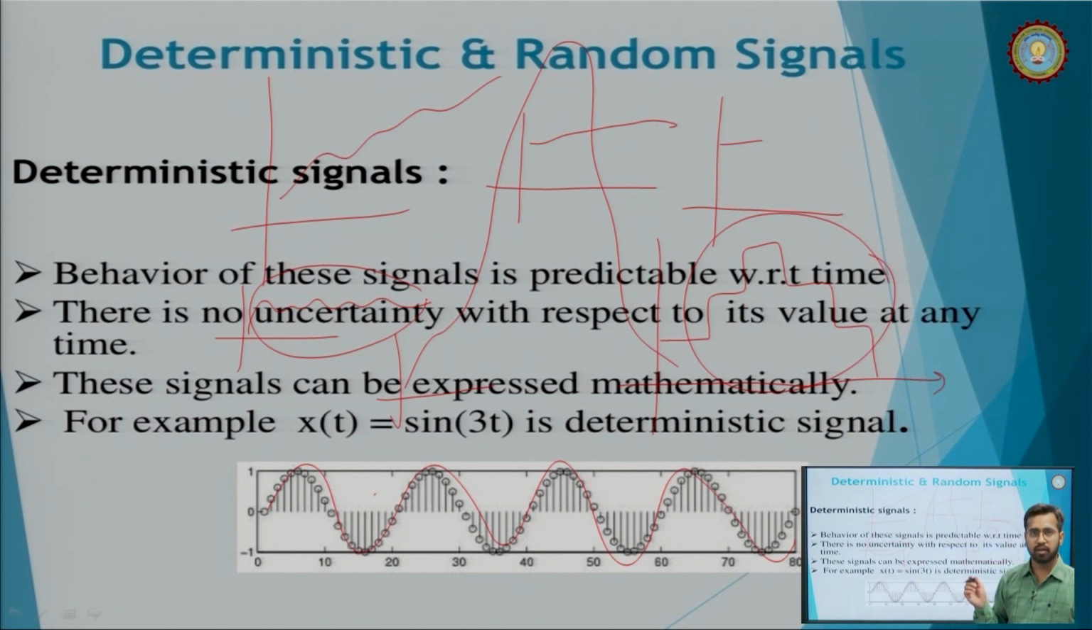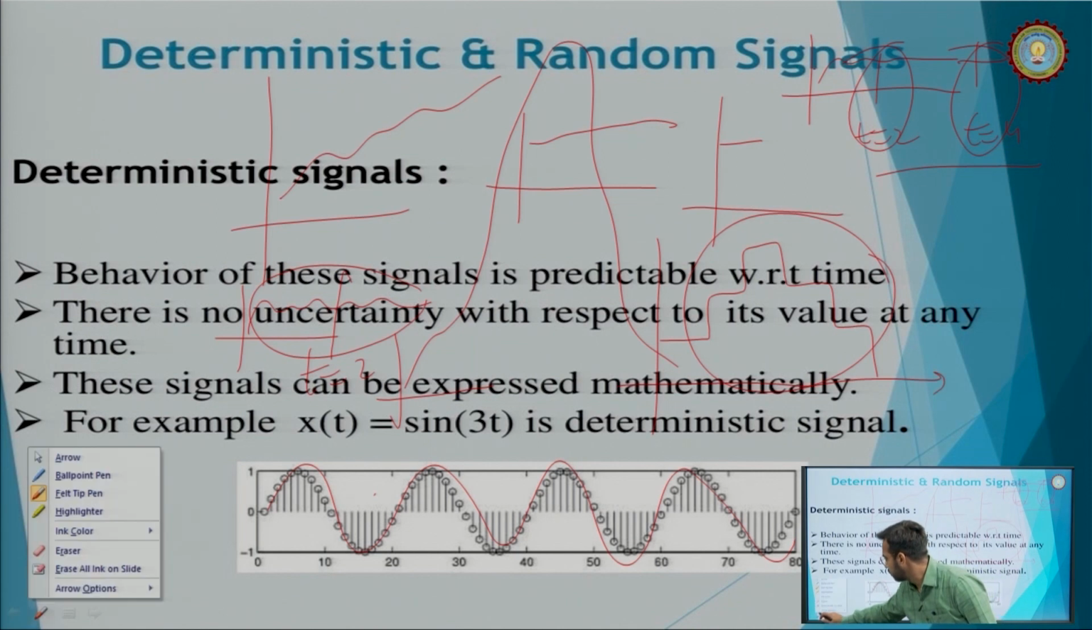But in a random signal, we do not know what the value is at t equal to 4, even if we know the value f of the signal at t equal to 2. Then we can say the signal is non-deterministic or random. But if we know the value at t equal to 2 and can easily determine the value at t equal to 4, then we can say that the signal has some property, and we can call it a deterministic signal. So, the behavior of this signal is predictable with respect to time.